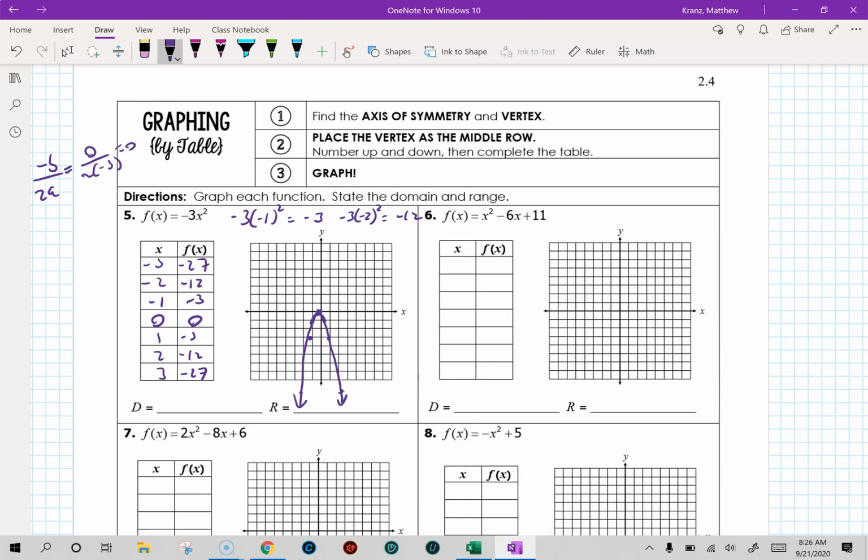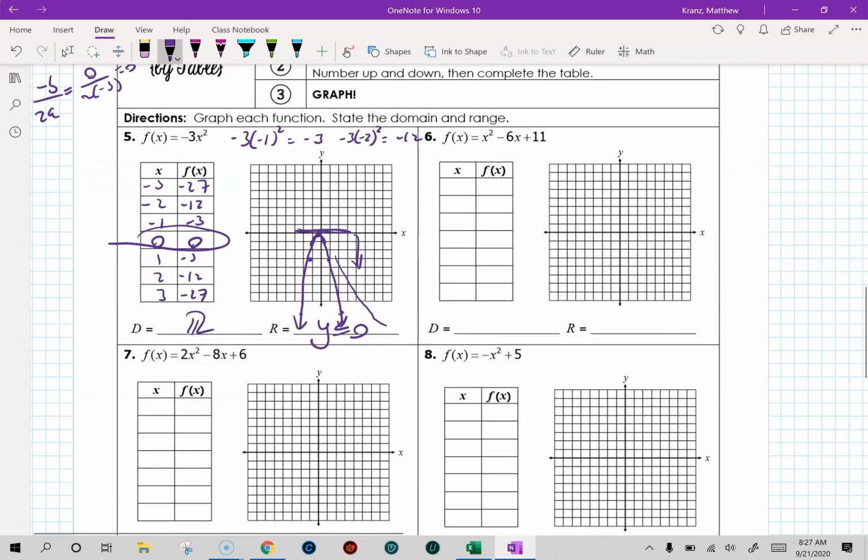And it's rounded. All right, so what's my domain? Well, you notice that these arrows keep going this way, and they're going to keep going forever. So the domain of a parabola is always all real numbers. Now the range, if you notice, is just going to be the vertex, which is 0, and it's going down. So your range is just going to be y is less than or equal to 0.